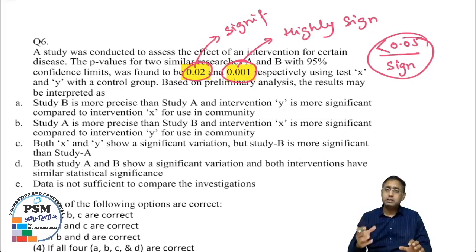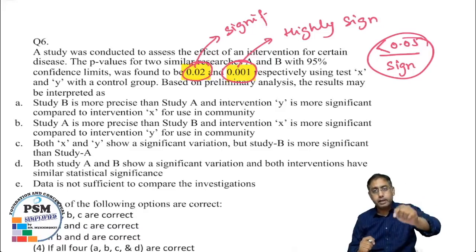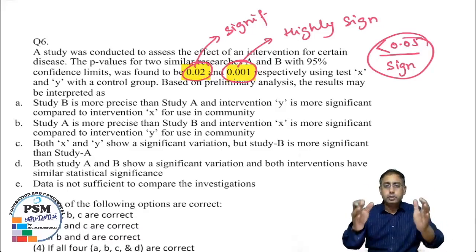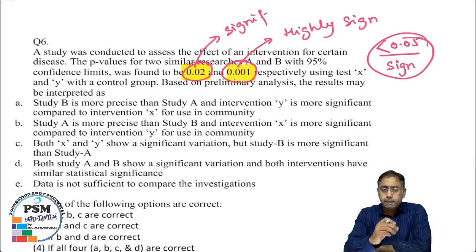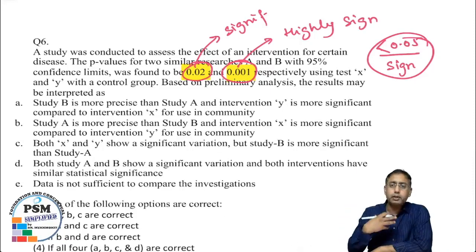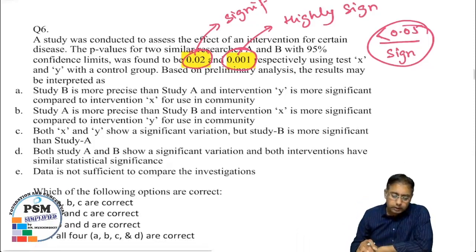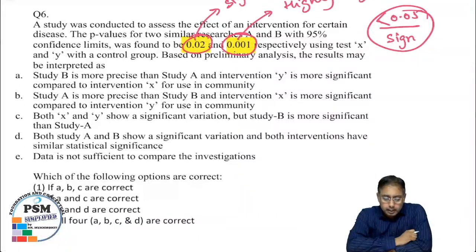There is less than 0.1% chance that I am wrong, and I am 99.9% confident that this value is lying at that particular point. So this means that 0.001 is highly significant. I'm pretty sure that my research has brought out the actual, the true value. So if you understand this, now let us see the options.